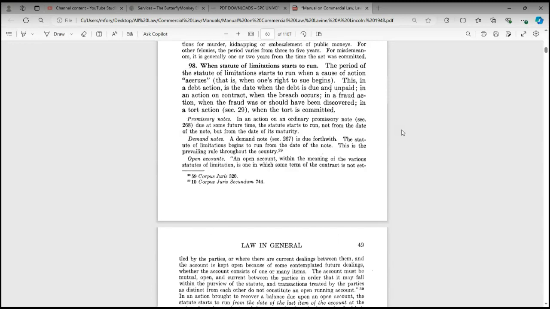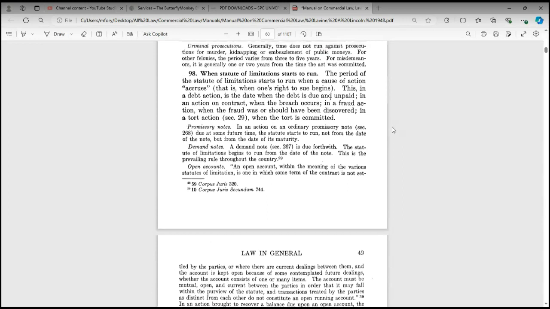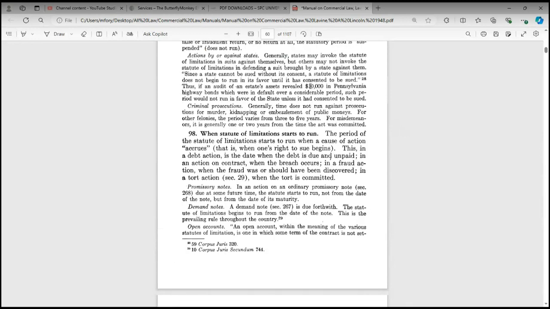When statute of limitations starts to run, the period of statute of limitations starts to run when a cause of action accrues. That is, when one's right to sue begins. This in a debt action is the date when the debt is due and unpaid. So like for the example with the bond that they just said, it's when it was due at the end. So after like 10 years, 30 years or whatever.